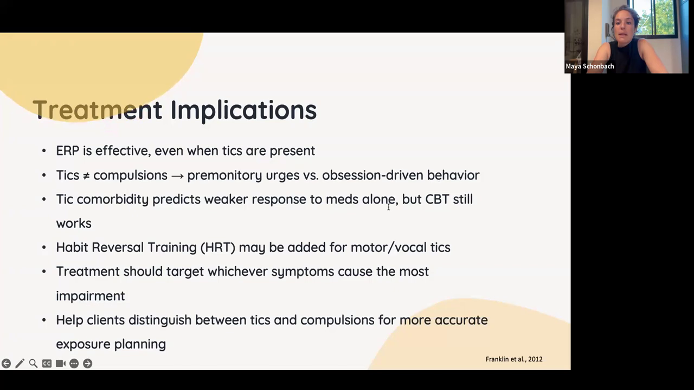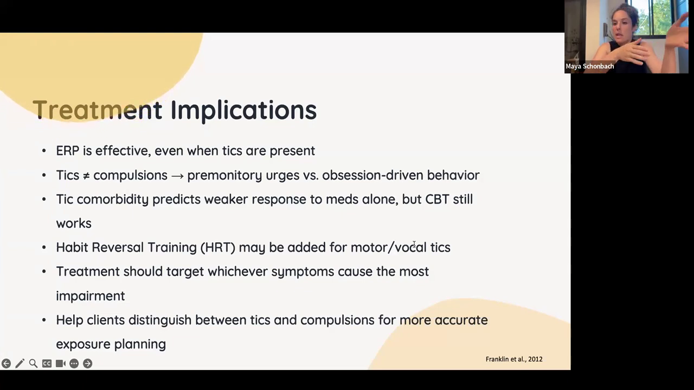And then in some cases, it's kind of helpful to bring in behavioral therapy for tics. So things like habit reversal training could be added. And these tools from this type of treatment can work well in combination and alongside the ERP. And here, treatment doesn't need to follow a strict order. Really, what's important here is to focus on what's causing the most impairment and to start treating that.